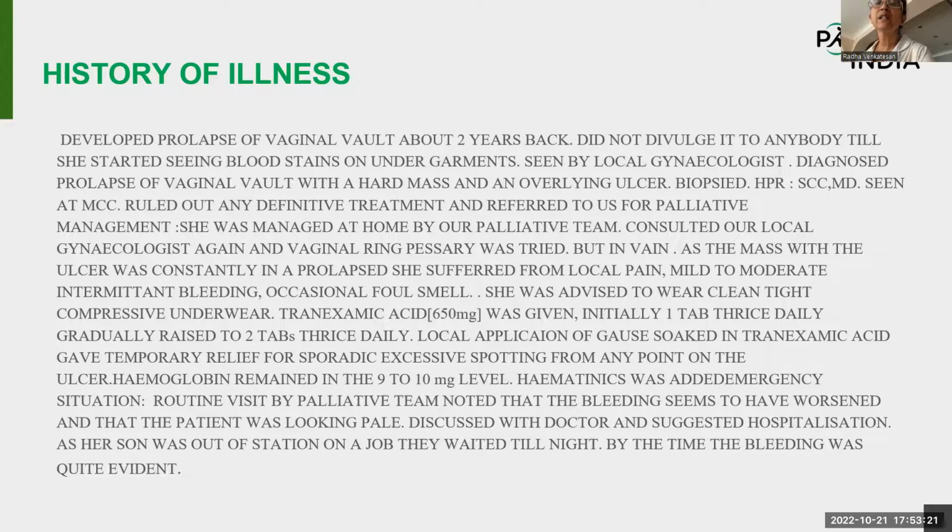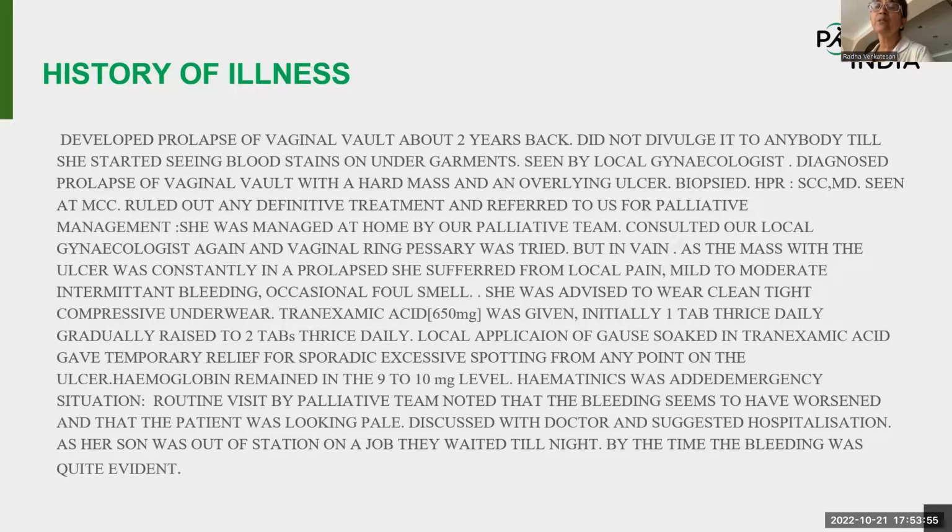As the mass with the ulcer was constantly in a prolapsed state, she suffered from local pain, mild to moderate in intensity, and there was intermittent bleeding and occasional foul-smelling discharge also. And then she was advised to wear clean, tight underwear, and was given tranexamic acid for the bleeding. Initially, it was given at 1 tablet thrice daily, gradually raised to 2 tablets thrice daily. Local application and nursing measures were also given. And all these gave only temporary relief.